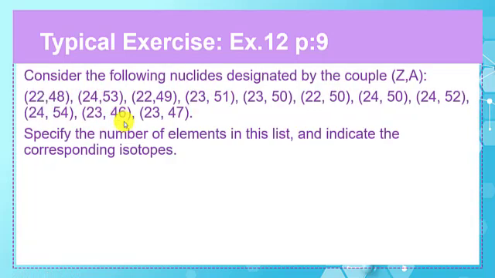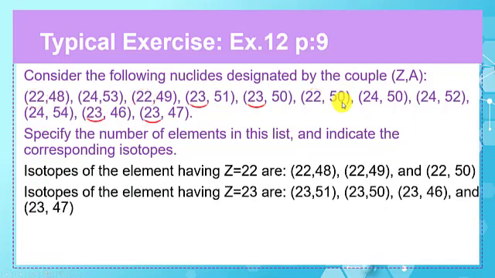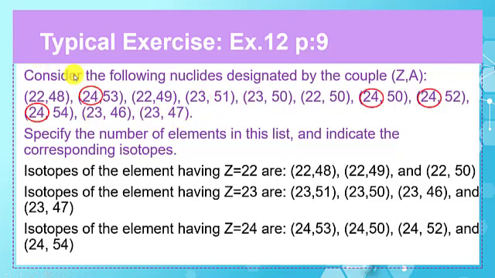Concerning the second part of the question, it is to indicate the corresponding isotopes of each element. We start with the first element having Z equal 22. We have 3 atoms: 22, 48; 22, 49; and 22, 50. The second element having Z equal 23, we have 4 atoms: 23, 51; 23, 50; 23, 46; and 23, 47. The last element having Z equal 24, also we have 4 atoms: 24, 53; 24, 50; 24, 52; and 24, 54.